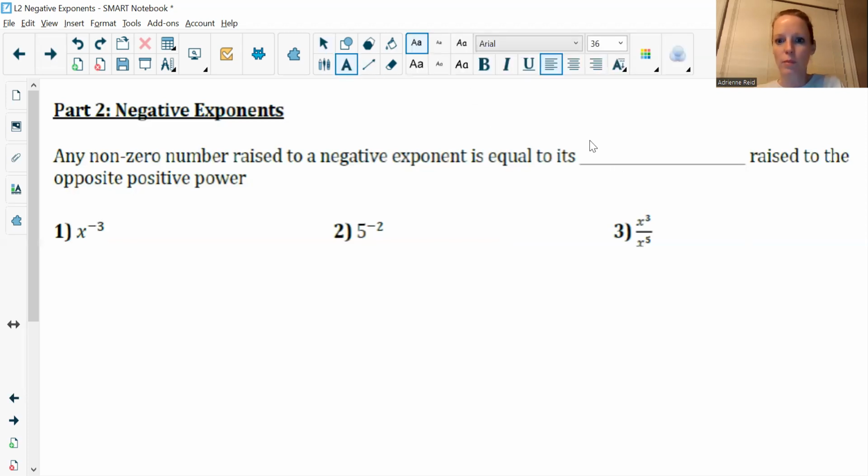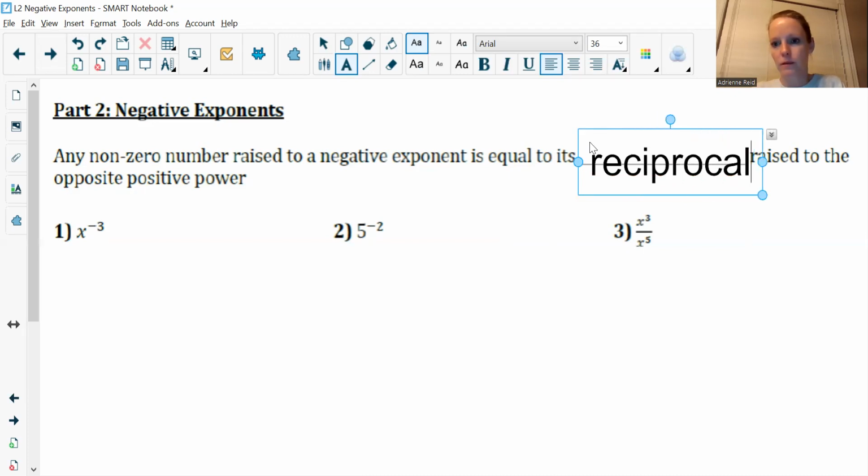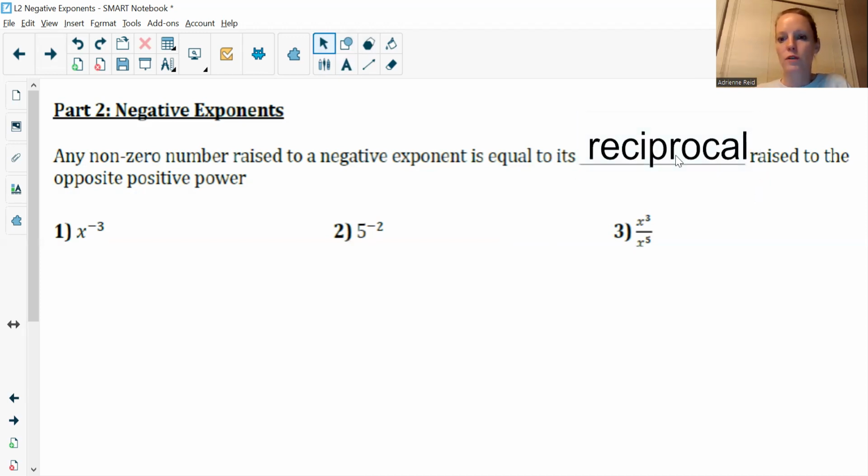Hopefully that's a phrase we remember from elementary school. To the opposite positive power. So first of all, let's remember what's a reciprocal. So reciprocal is the fraction flipped upside down. So if you had the fraction 1 over 4, the reciprocal is 4 over 1. If you had the fraction of 3/8, the reciprocal is 8 divided by 3. So it's just the fraction flipped upside down.